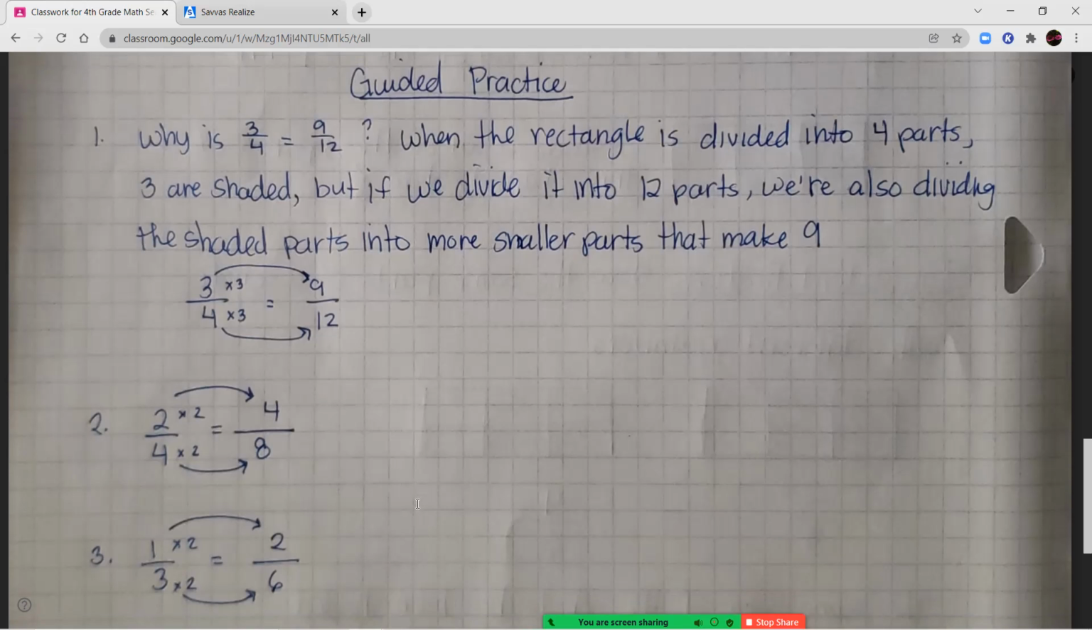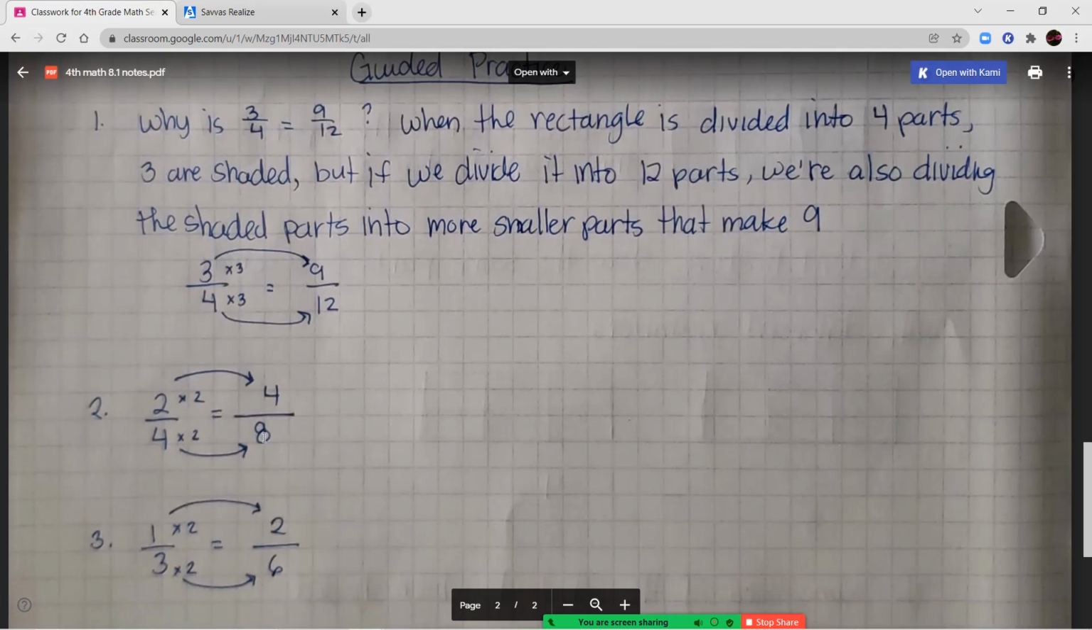For number 2, 2/4 was equal to what number over 8? So I had to look, how did I get from 4 to 8? Well, I had to double my number. I had to multiply it by 2. So if I did that to my denominator, I also have to do that to my numerator. So 2 times 2 gave me 4. So the equivalent for 2/4 is 4/8.